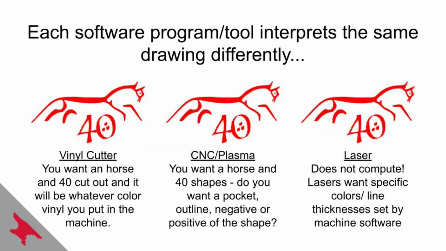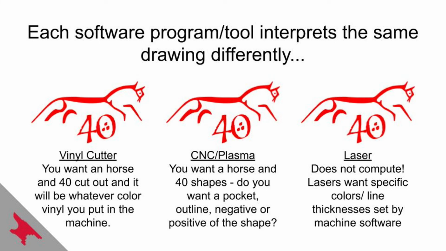Each tool usually has different software that actually runs the machine and that you import your vector graphics into. If you load the horse image from the previous slide into the vinyl cutter software, the cutter will cut whatever color vinyl you load in the machine. In other words, the color of your actual graphic doesn't really matter. There are not a lot of settings on a vinyl cutter, so once you load your image in the software and load your vinyl in the machine, you'll usually just hit cut and go.